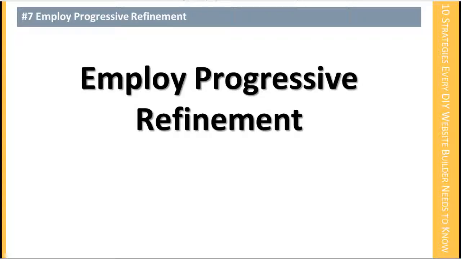Okay, so point number 7, or technique number 7, or strategy number 7: employ progressive refinement. This starts off with the understanding that your site's never going to be done. There's always going to be something that you would like to change. It's always going to be an evolving process anyway. And since it's always going to be evolving, as a practical matter, you are refining it progressively.